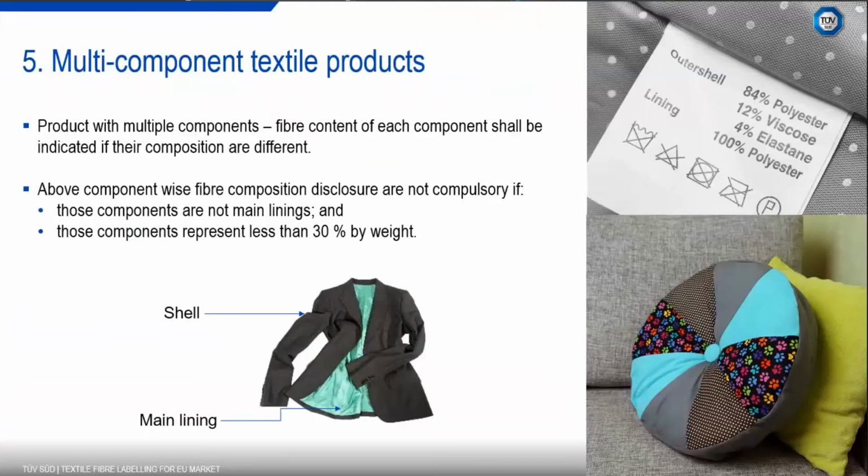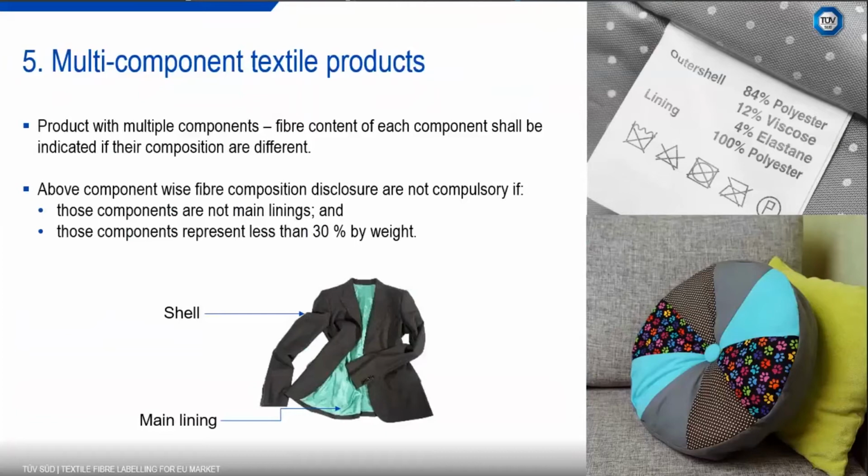Like in the example, you can see in the right-hand side top picture, the outer shell and lining. The outer shell is made of polyester, viscose, elastane, which is disclosed separately. The lining is made of 100% polyester, which is separately disclosed. So in this way, it has to be disclosed.